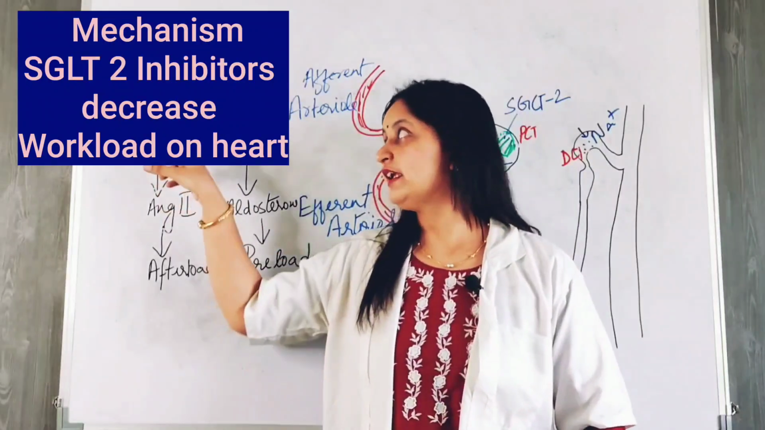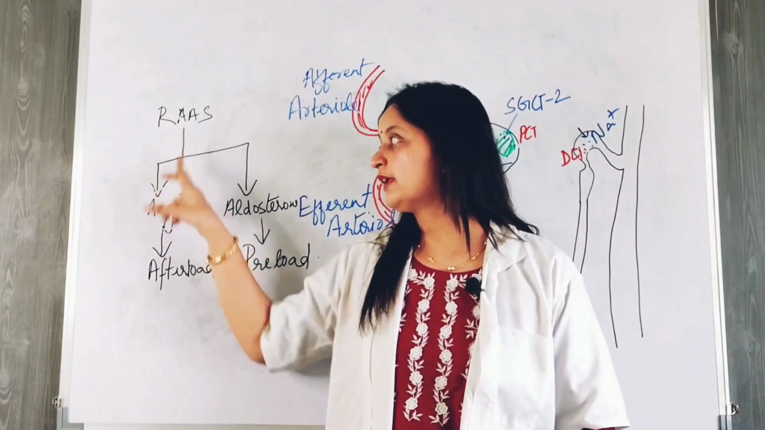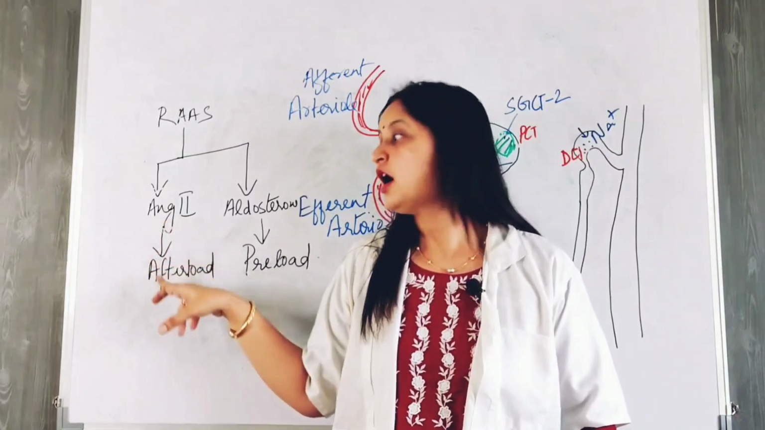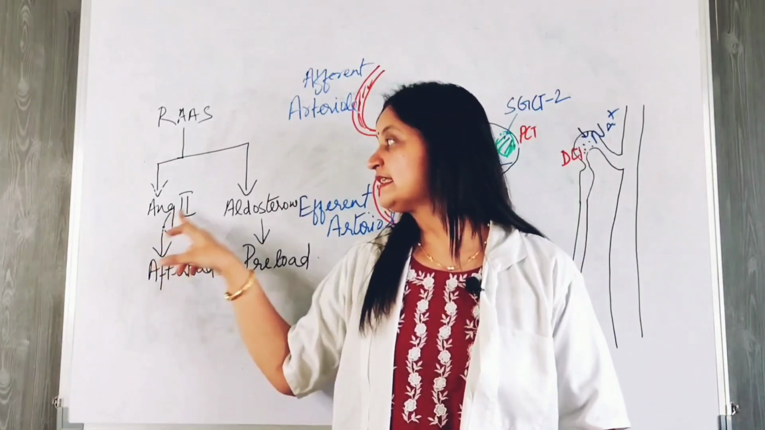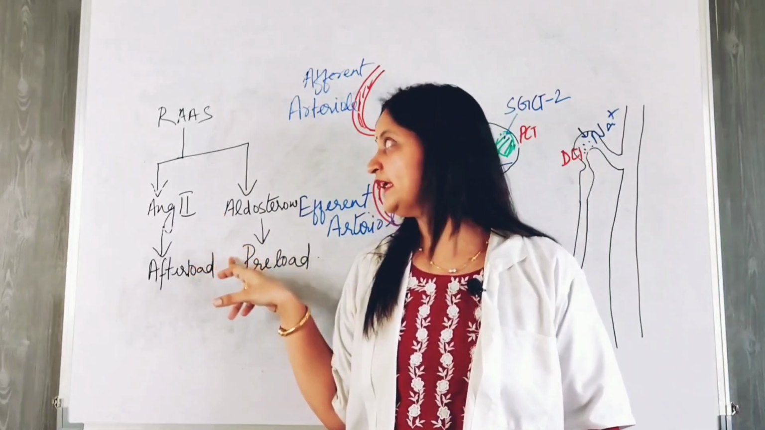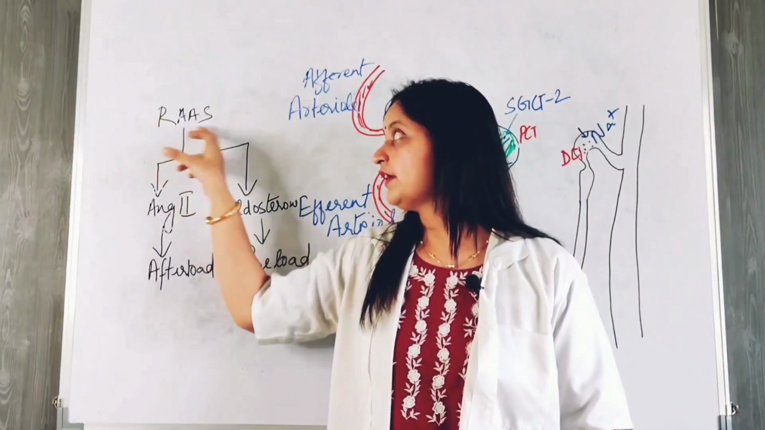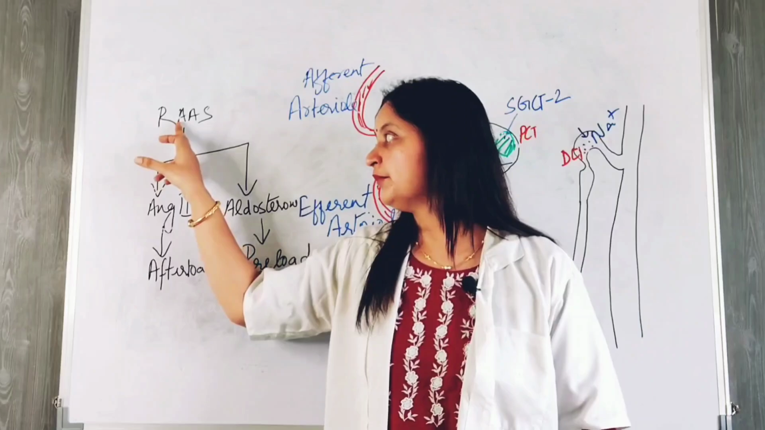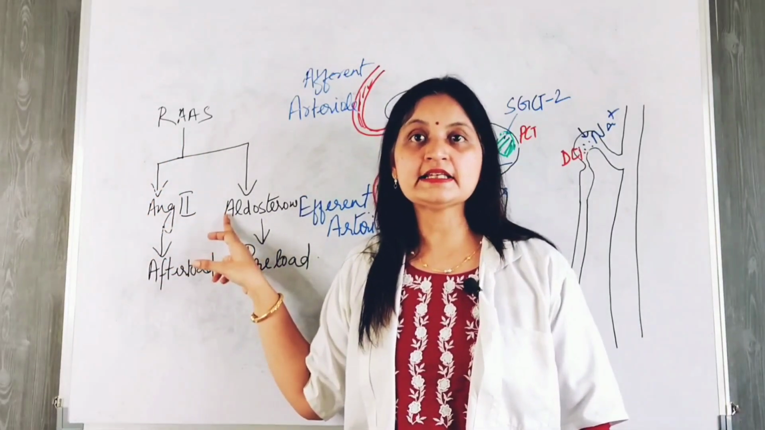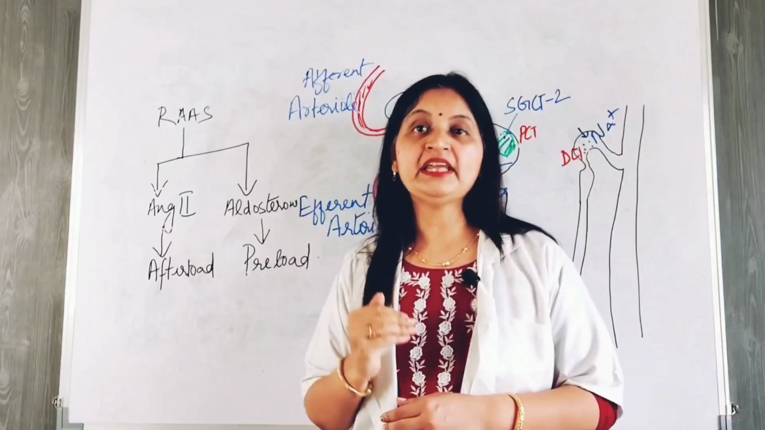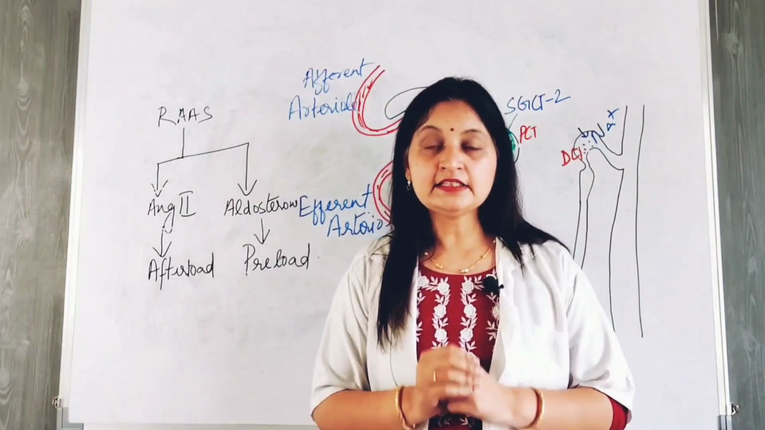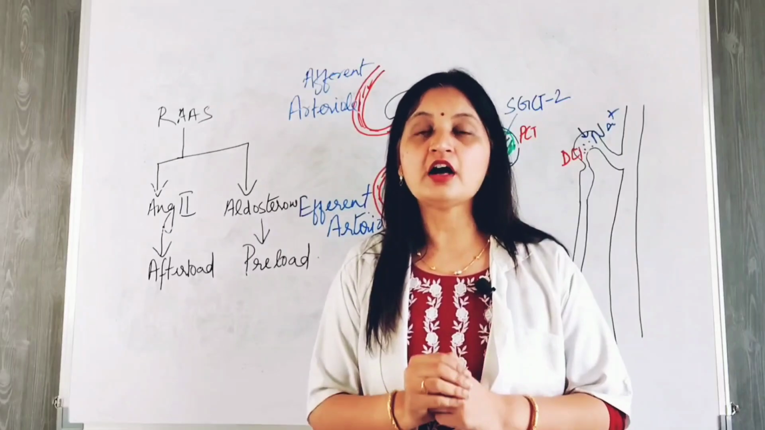So inhibition of the renin-angiotensin aldosterone system decreases the angiotensin 2 formation, which is responsible for afterload. Also, there is decreased aldosterone formation, which is responsible for preload. So by inhibiting the renin-angiotensin aldosterone system, the formation of angiotensin 2 and aldosterone decreases, and this decreases the preload and afterload, the workload on the heart decreases, and this decreases the progression of heart failure.